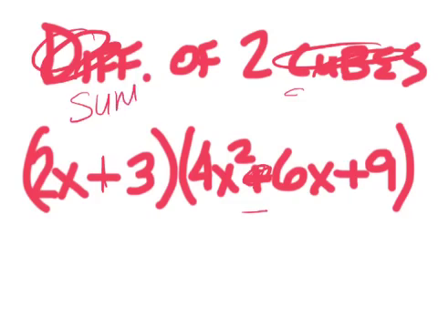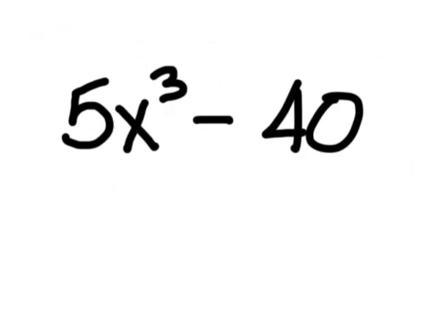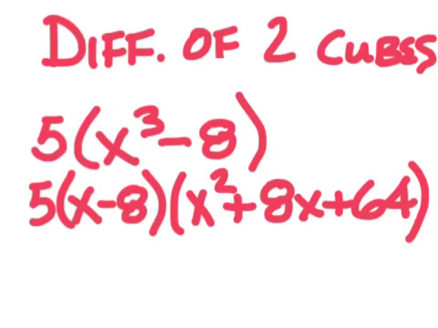What's this one? Not factorable. No, it's factorable. It's factorable, and what else? Difference of two cubes. Yes, once you take out a 5, you're left with x to the third minus 8. So that gives you a difference of two cubes. So keep the 5 and then do this one as normal.